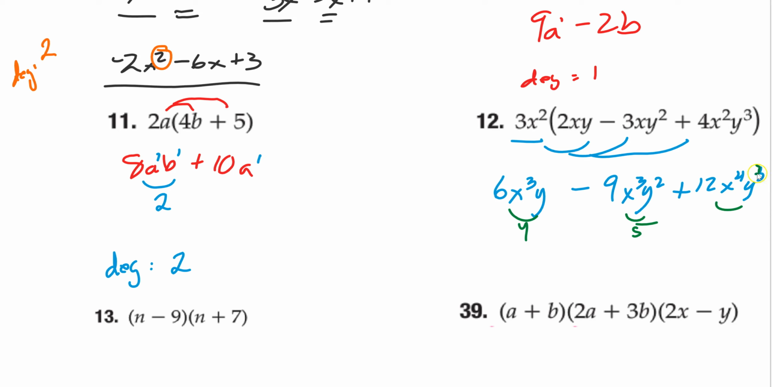That's a bad 3. It's even worse 3. It's a slightly better 3. 7. So that's the highest degree. My degree is 7. If I was going to rewrite this, I should go in proper order. So this should be first, second, and third. You always want to go down in order.